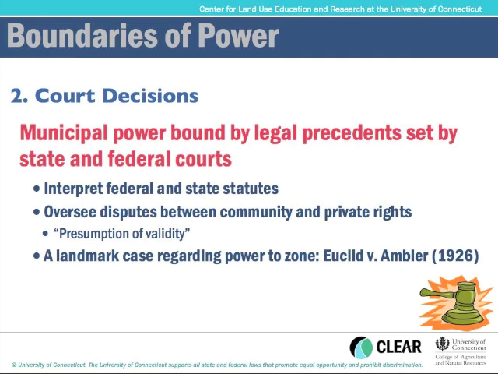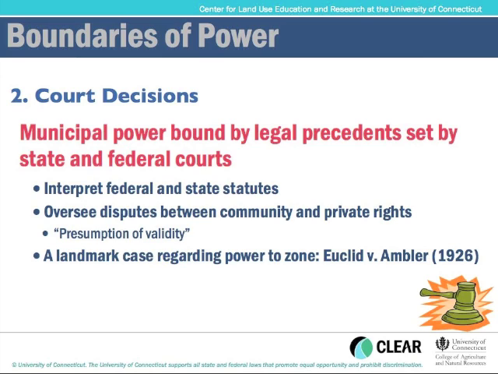A good example of a landmark case regarding the power to zone your land, to create zoning regulations, was Euclid v. Ambler. And this is a U.S. Supreme Court case back in 1926 that actually was the first time zoning was tested. This is Euclid, Ohio, a suburb outside of Cleveland. And Ambler Realty Company was a local landowner that was, I'd say, upset by the new zoning that Euclid, Ohio had put in place.